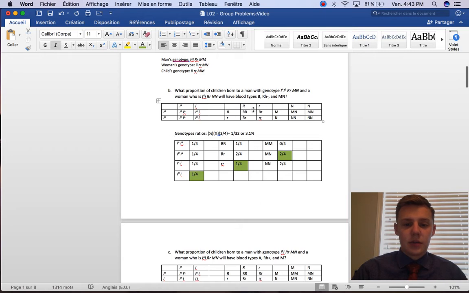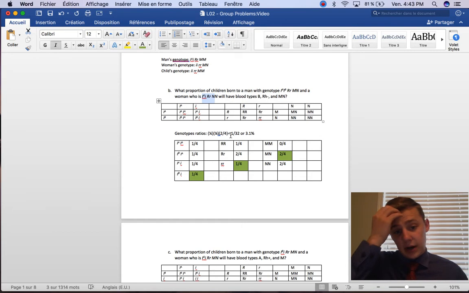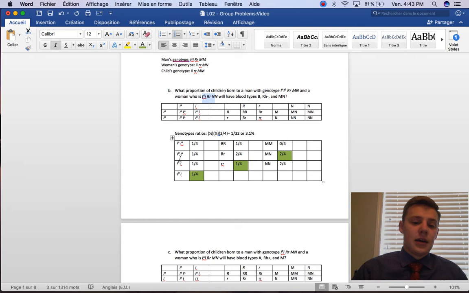Now question number 2 asks for proportions, so we take this information. This is from the man, and this is for the woman, and we plug it into our Punnett square. From the Punnett square, we can get these proportions, or the possibilities of having certain genotypes. For example, we have homozygous A, we have AB or BA, doesn't matter, and then we have heterozygous A and B.